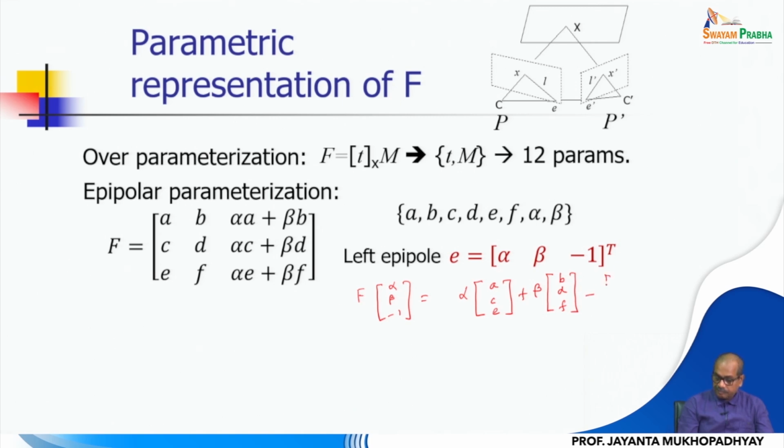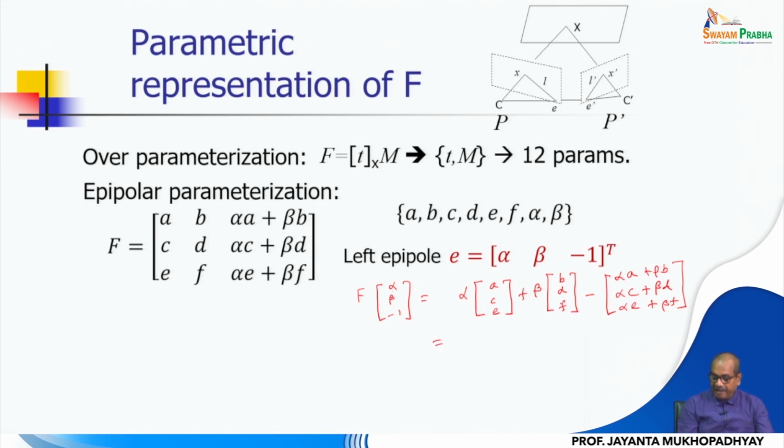minus, because it is 1, I can write it as alpha A plus beta B, alpha C plus beta D, alpha E plus beta F. That is the expansion of this matrix multiplication. So these are basically the coefficients of the columns, a linear combination of these columns. That is what this matrix multiplication is.